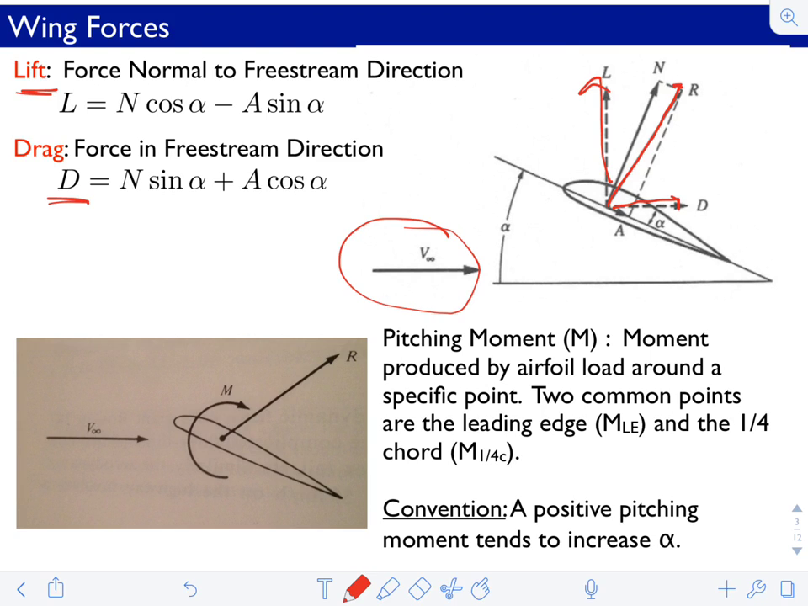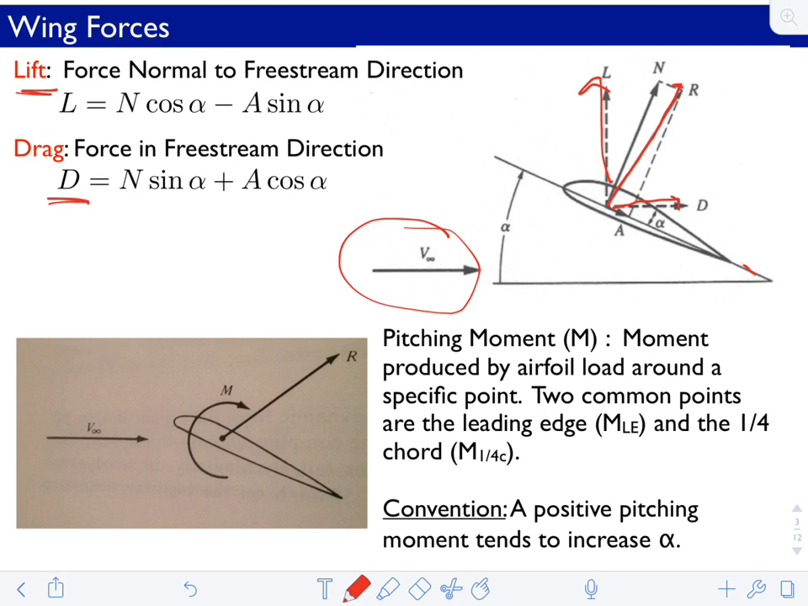It points up and back, and obviously the more efficient foil would be producing more L relative to D. The resultant force would be closer to L. That is the goal, generally speaking, in most aircraft design. We also have shown here a normal force.